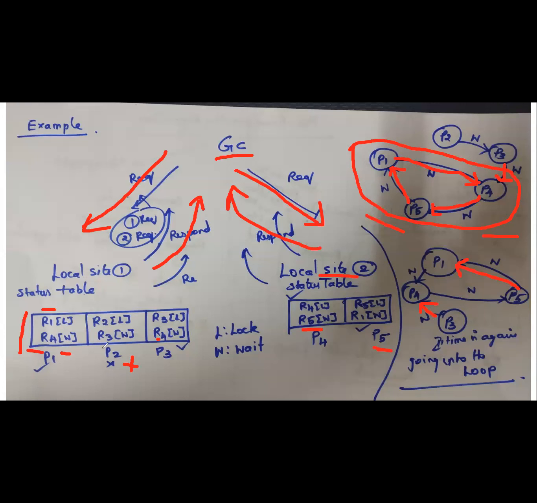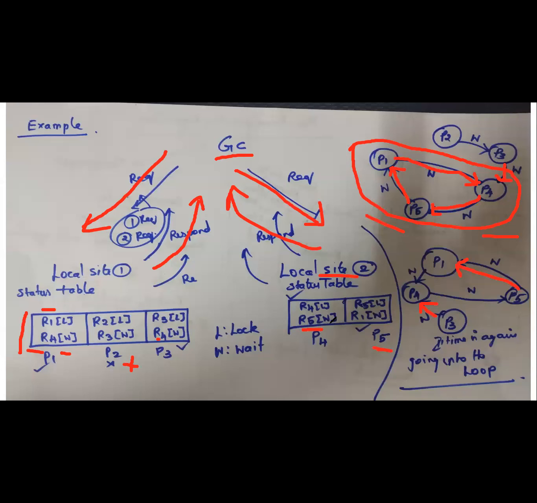But in this case also, P2 is waiting for R3 and R3 is locked by P3. So in this case, P2 also you can draw. I think you can do this exercise. Please do this exercise for phase 2. So you can draw this one. Even P2 can come into the picture because here we are taking P4 and P5.